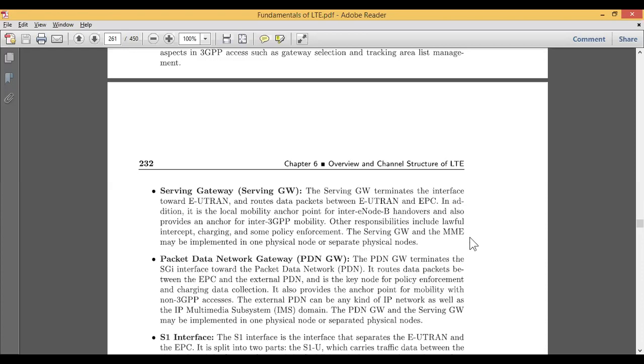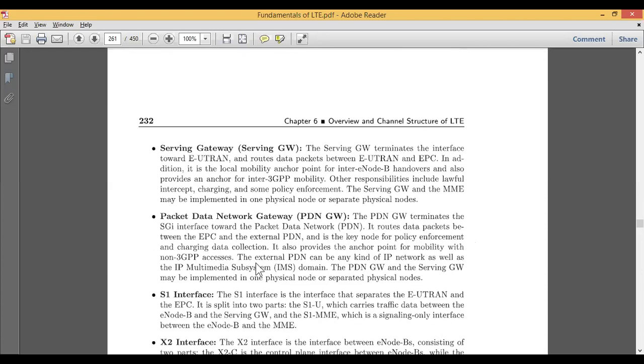Then next we do have the packet data network gateway. It terminates the SGi interface towards the packet data network, and it is also responsible for routing of data packets between the EPC and the external PDN. So if you have some packet data network outside the cell, then this particular packet data network gateway will help you to connect between those two different cells or two different blocks.